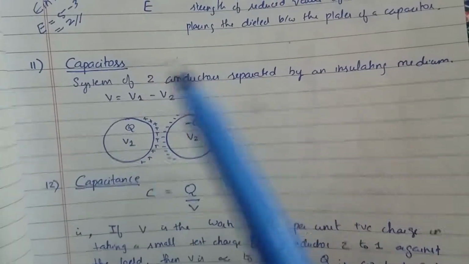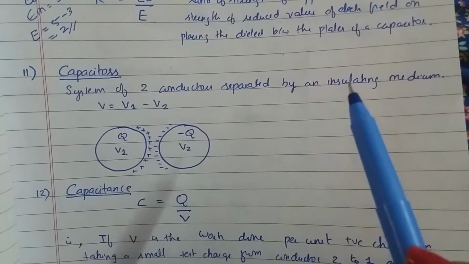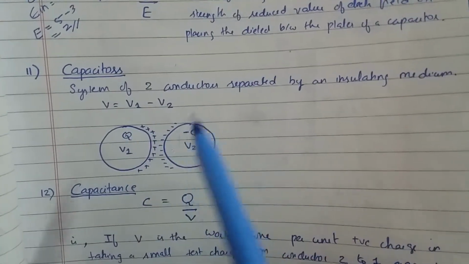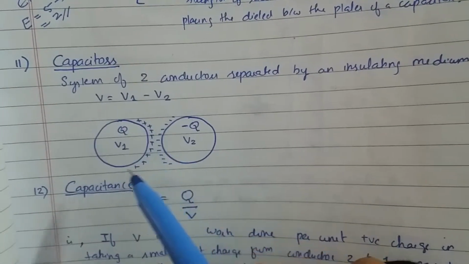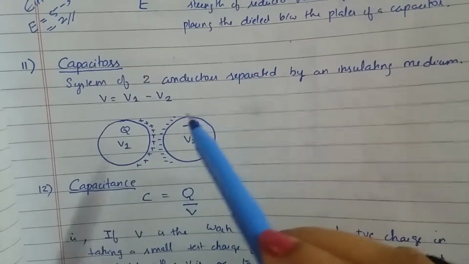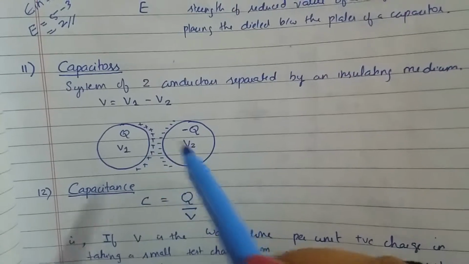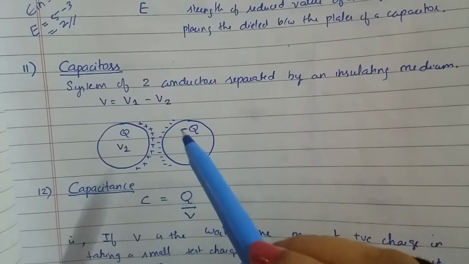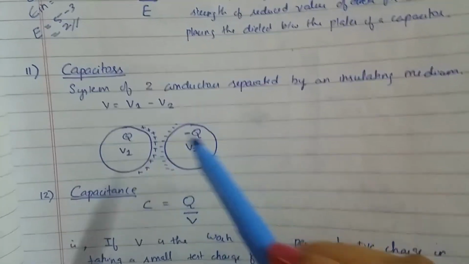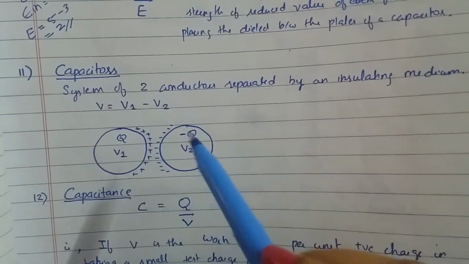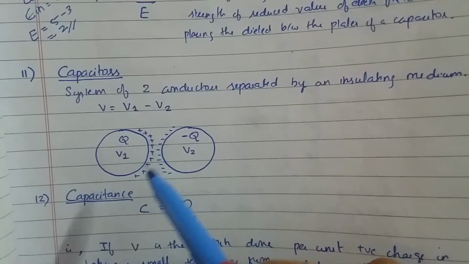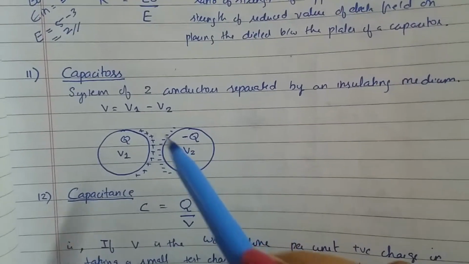A system of two conductors separated by an insulating medium is called a capacitor. One conductor is positive and the other is negative. When these two conductors are separated by an insulating medium, it is called a capacitor. One will have a positive charge while the other will have a negative charge.